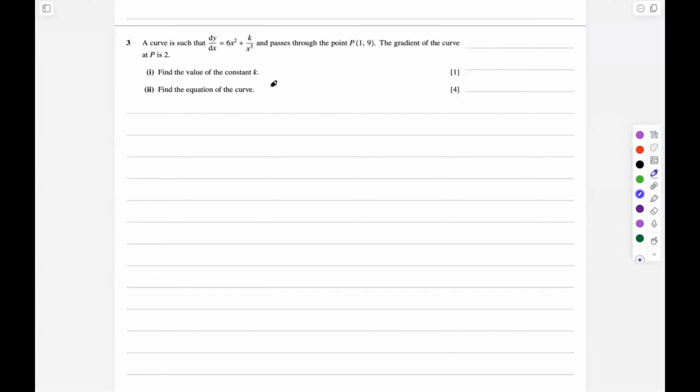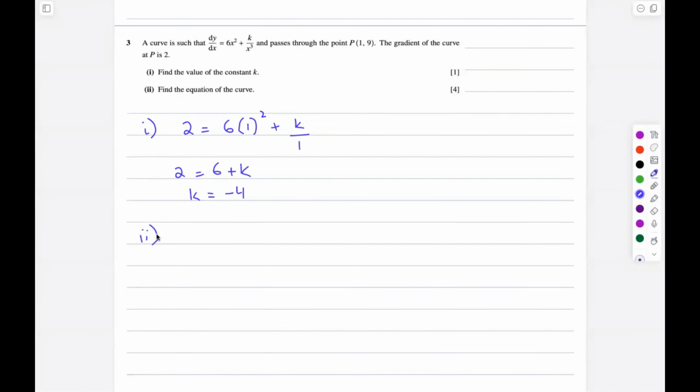In question 3, a curve is such that dy by dx is 6x squared plus k upon x cube and passes through the point P (1, 9). The gradient of the curve at P is 2. We have to find the value of the constant k. Now, the gradient of the curve at P is 2 and the x coordinate is 1. So we can write this expression in part 1 as dy by dx, which is 2, equals 6 into 1 squared plus k upon 1. So this will be 2 equals 6 plus k. So the value of k will be equal to minus 4.